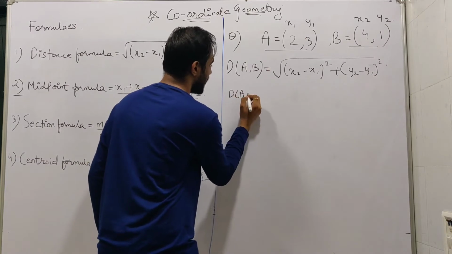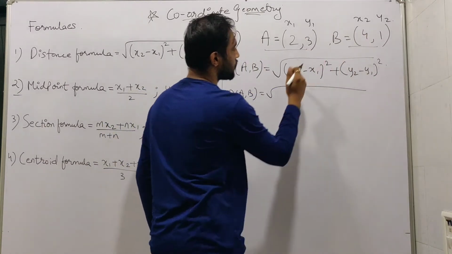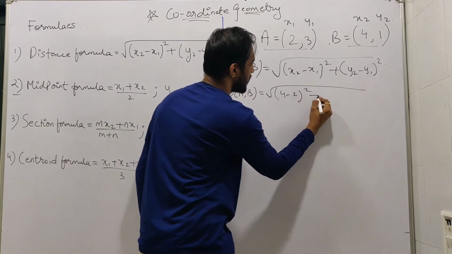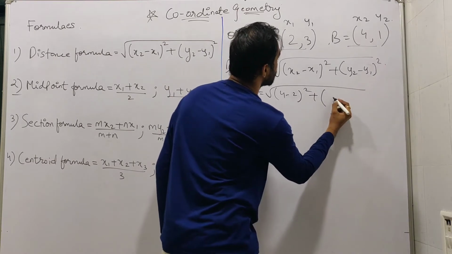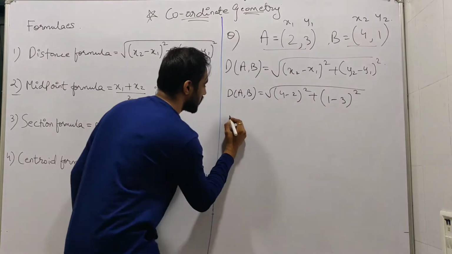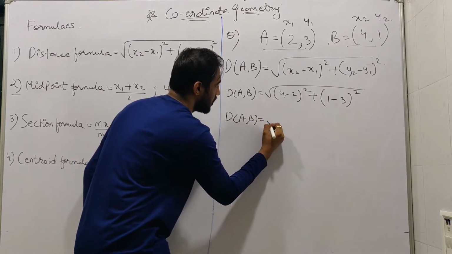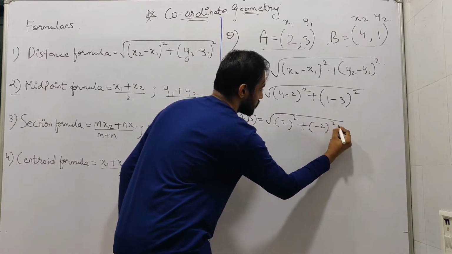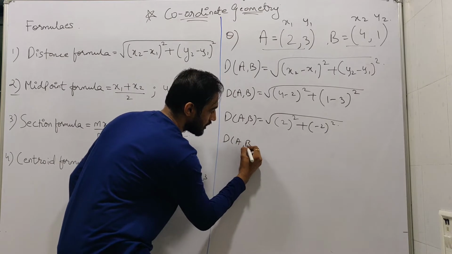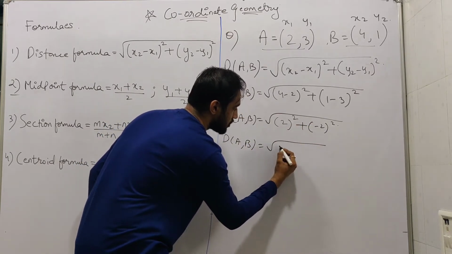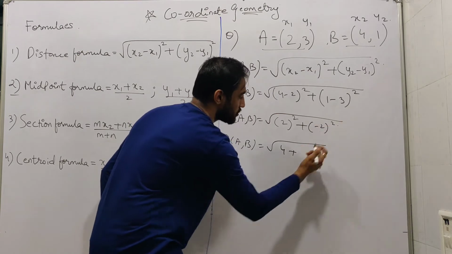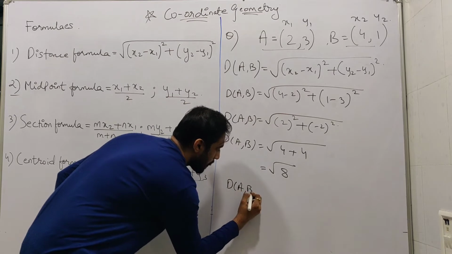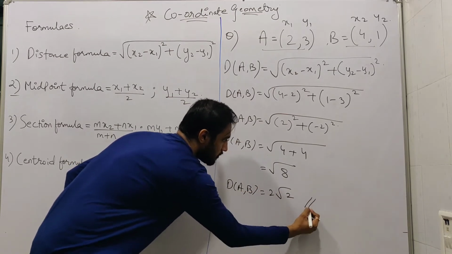So distance between A and B, we know the values for x2, x1, y2 and y1, so we'll just substitute them. So 4 minus 2 the whole square plus y2 minus y1, so 1 minus 3 the whole square. So distance between AB is obtained as 4 minus 2 is 2 the whole square plus minus 2 the whole square. We can solve it further and we obtain the square of 2 is 4 and the square of minus 2 is again 4. The answer is root of 8, which can again be written as 2 root of 2.